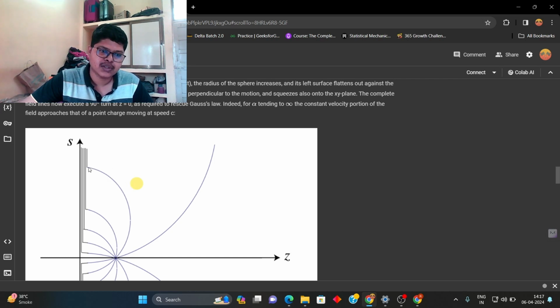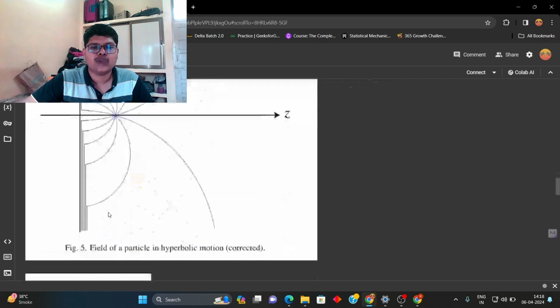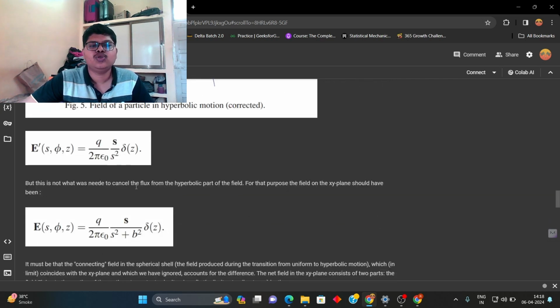The complete field lines now execute a 90-degree turn at z equal to 0. As the field lines approach z equal to 0, they completely execute a 90-degree turn, as required to rescue Gauss's law. Indeed, for alpha tending to infinity, the constant velocity portion of the field approaches that of a point charge moving at speed c, which is given by this. But this is not what was needed to cancel the flux. When we calculate the flux, it will still not equal 0.